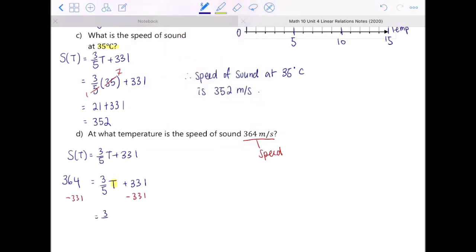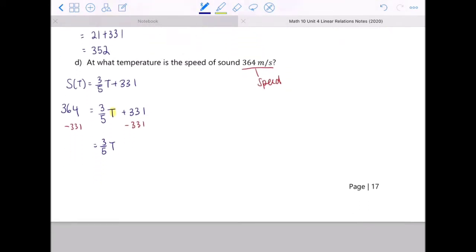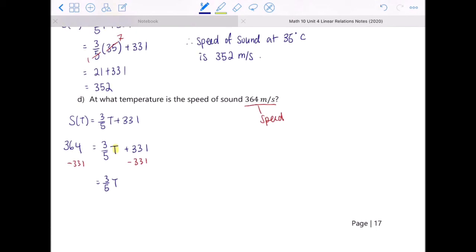So we get 3 over 5t. Let me scroll up a little bit. And then we have 33 left on the left-hand side. In order for me to get rid of that denominator 5, I'm going to multiply both sides by 5. So we're going to multiply both sides like this. And so we get 165 equals 3t.